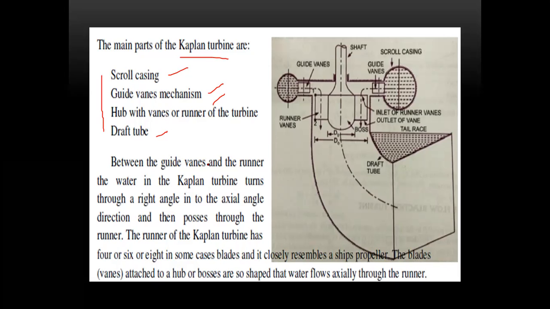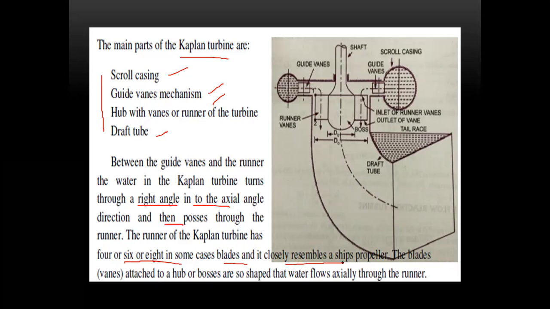Between the guide vanes and the runner, the water in the Kaplan turbine turns through a right angle into the axial direction and then passes through the runner. The runner of the Kaplan turbine has 4 to 6, or 8 in some cases, blades and closely resembles a ship's propeller.